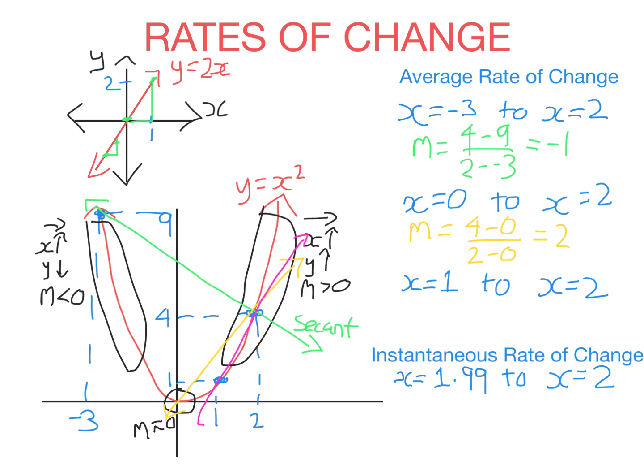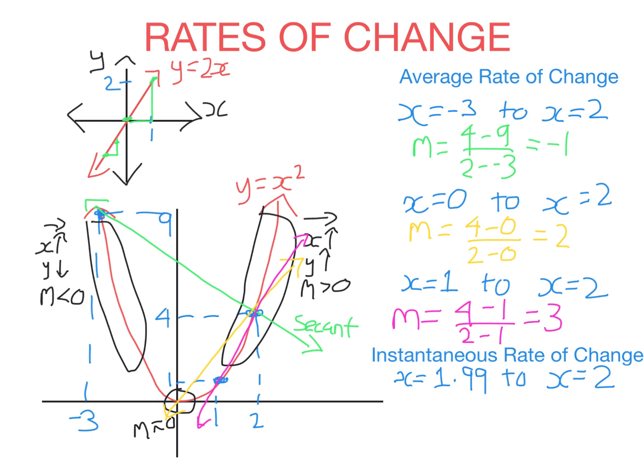This line here in pink is another secant. So the gradient here is simply the y value of the second point minus the y value of the first point, over the x value of the second point minus the x value of the first point. So I get here a gradient of 3.